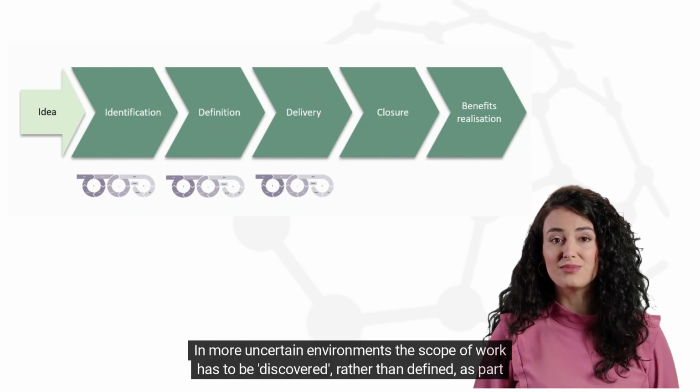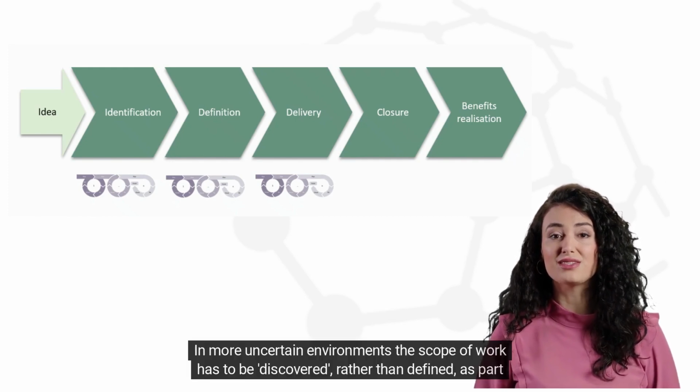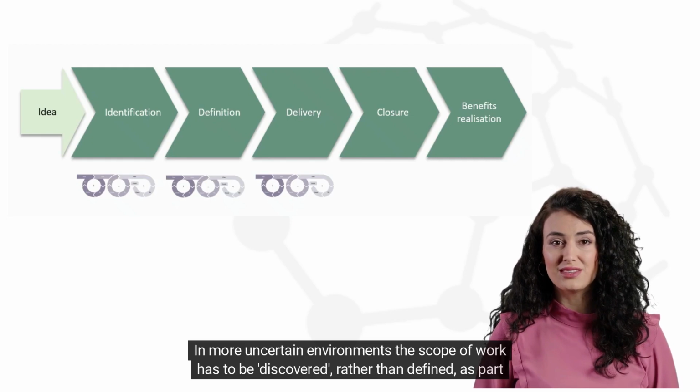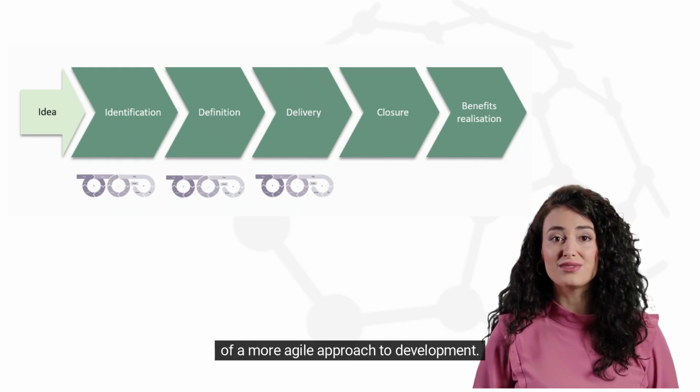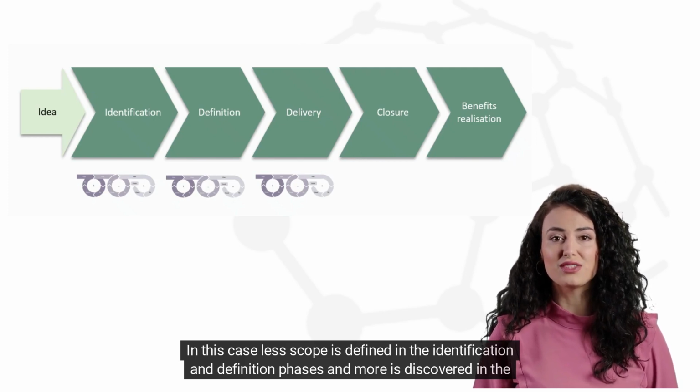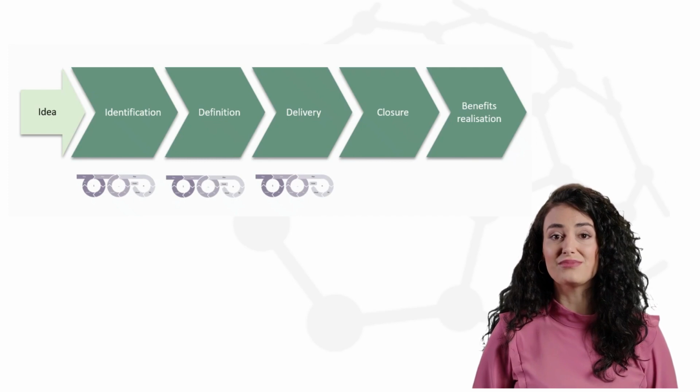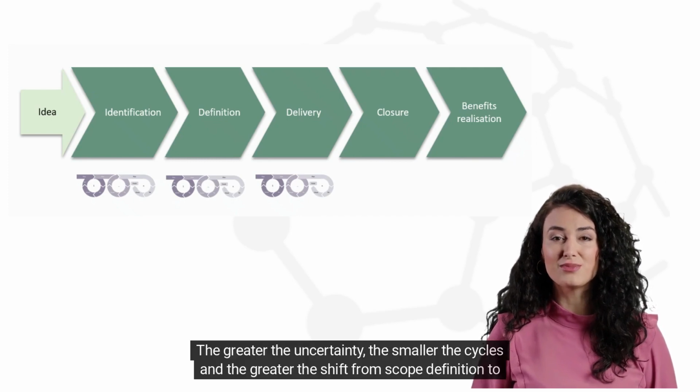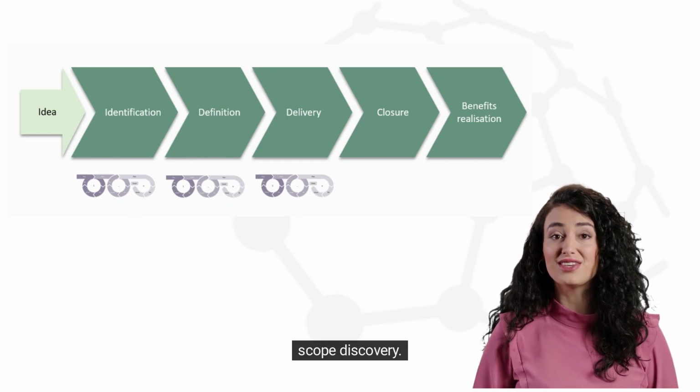In more uncertain environments, the scope of work has to be discovered, rather than defined, as part of a more agile approach to development. In this case, less scope is defined in the identification and definition phases, and more is discovered in the delivery phase. The greater the uncertainty, the smaller the cycles, and the greater the shift from scope definition to scope discovery.